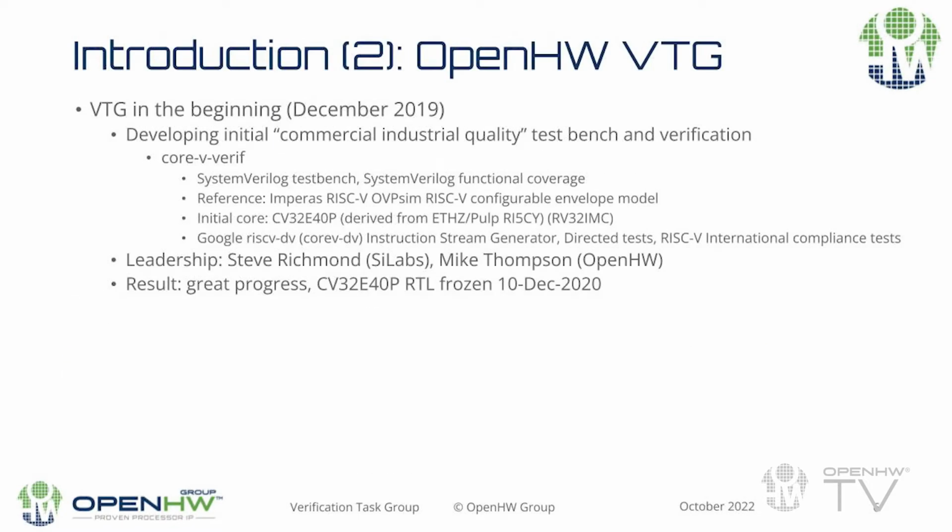When the VTG started, as I said, we focused on commercial, industrial quality testbenches: the SystemVerilog testbench and the SystemVerilog functional coverage. We used the Imperas OVPsim as a reference model, and the core was the CV32E40P. It was derived from the RISC-V core from ETH Zurich, the PULP core there, and then Google's generator RISC-V DV was used in that, also with directed tests and compliance tests. That was driven by Steve Richmond of Silabs and Mike Thompson from OpenHW, and the result was really great progress, with the 40P being frozen in December 2020.